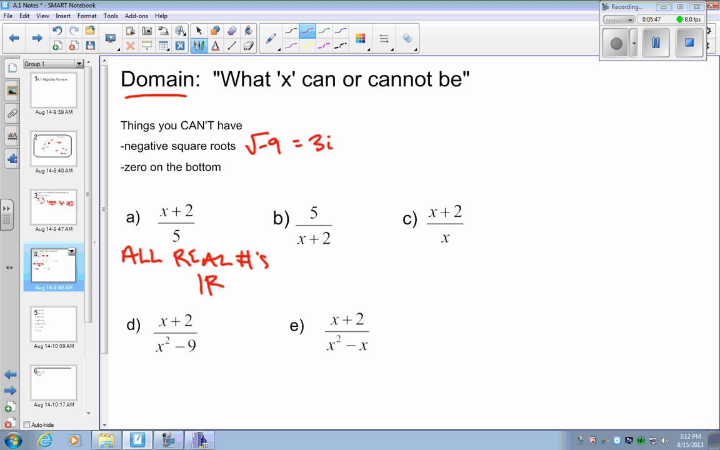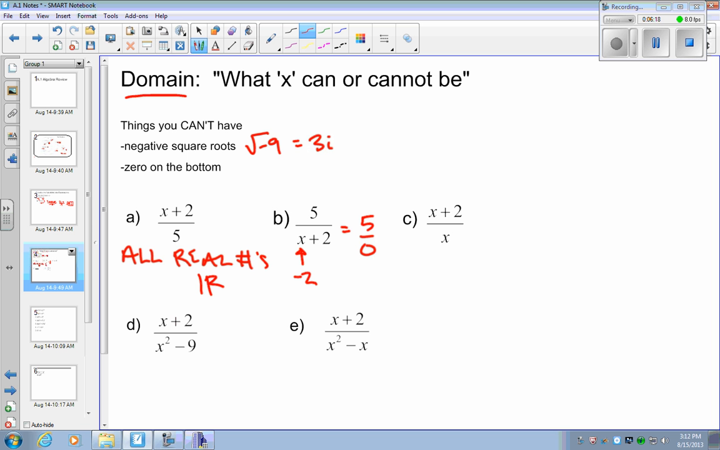Now for B, all I did was take the reciprocal of that previous expression. Now here you run into some trouble. If you look at this x on the bottom, if you plug in a -2, you get 5/0. Okay, that's not allowed. If you plug in -2.1, you get a number. That's okay. If you plug in -1.99, you get a number on the bottom. That's okay. So you can have any number you want except a -2.